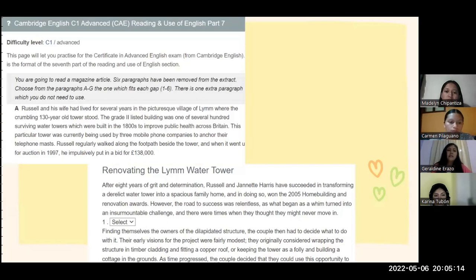Here we have the example, and first we have the text, and the candidate needs to read the whole text, understand the general idea of the text, and select from the options.